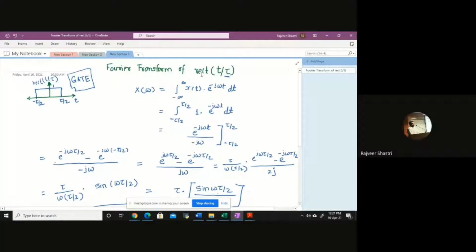Transform of a gate function or a rectangular function. A rectangular function is written as rect(t/tau). Tau is the width of this rectangular function, where the amplitude is given as 1. This is also called a gate function.